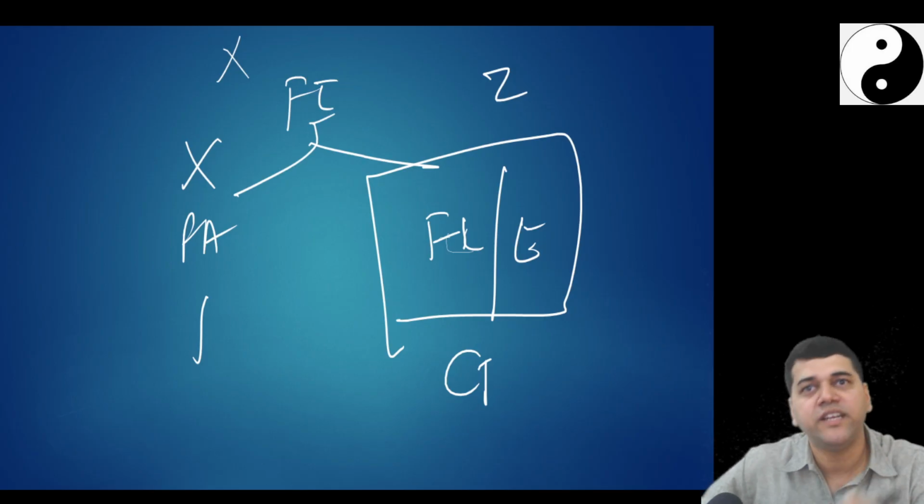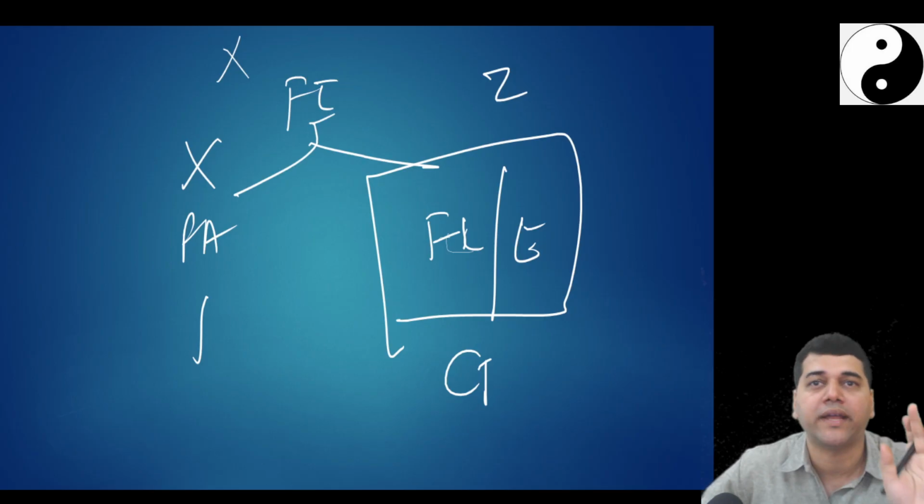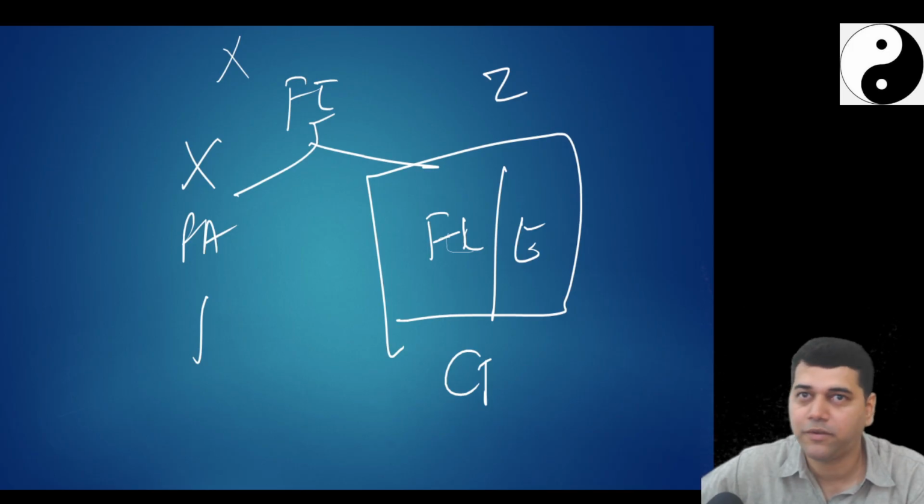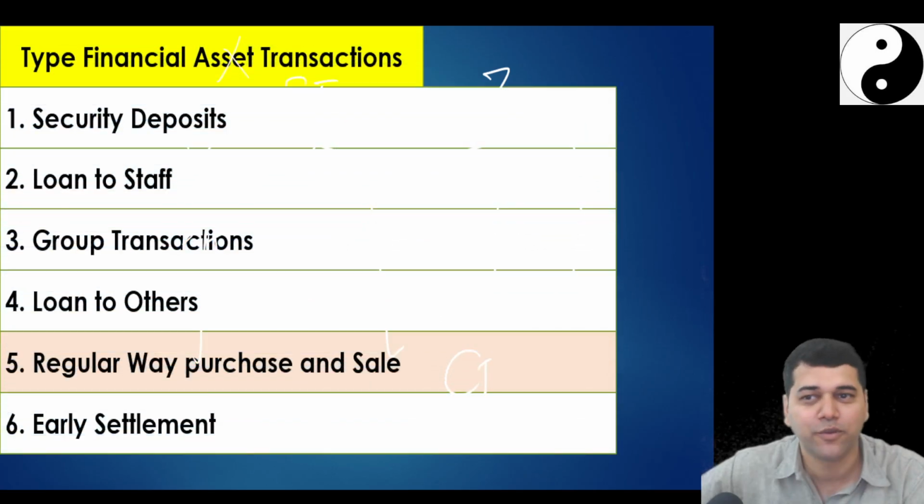Interest expense to Z, interest expense to Z, Z due to bank. Perfect. So we'll proceed with this.